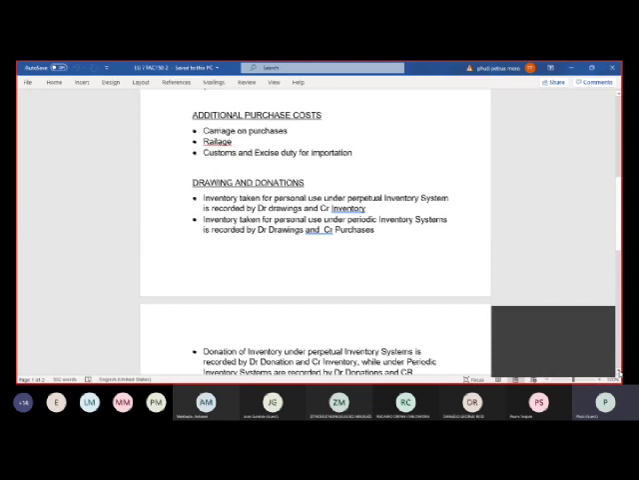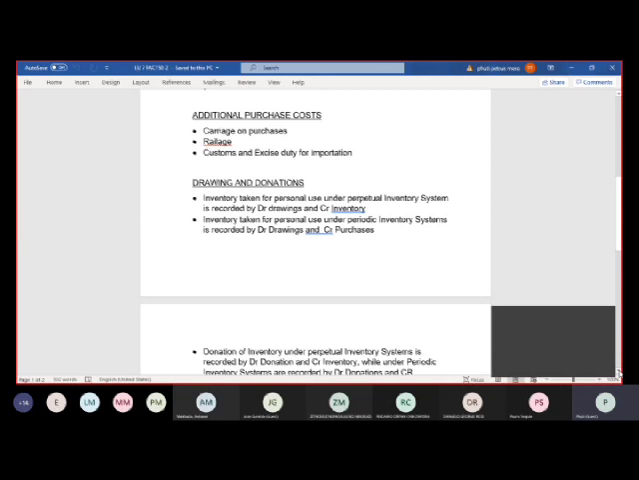Right, additional purchase cost. So remember when you determine the cost of sales, we know that opening and closing inventory is a must, but there are additional costs that have to be taken into account in order for you to calculate that. It's like your carriage on purchases, your railage, as well as your customs and excise duty for importation.